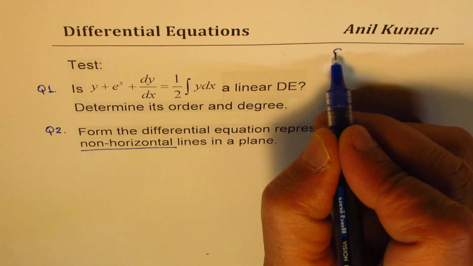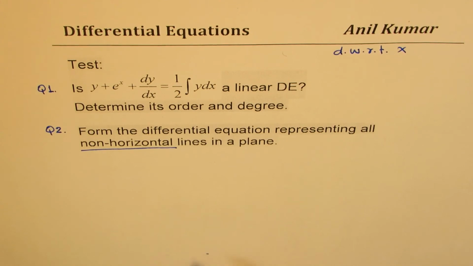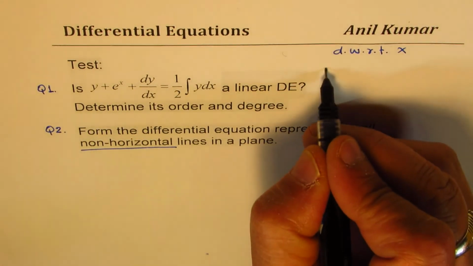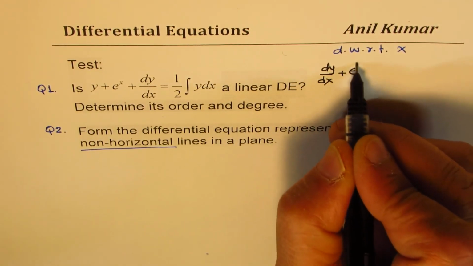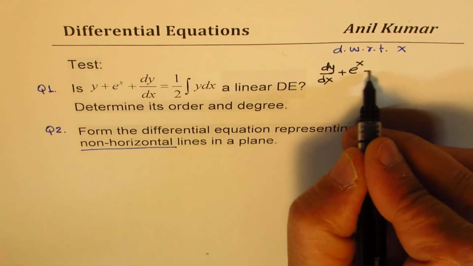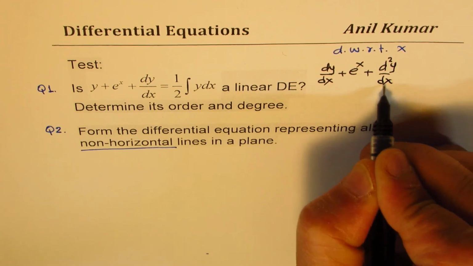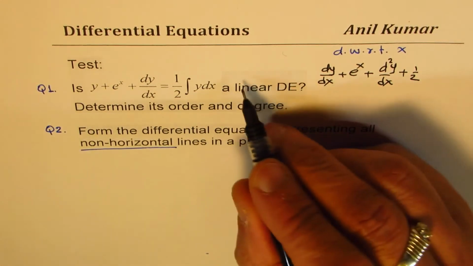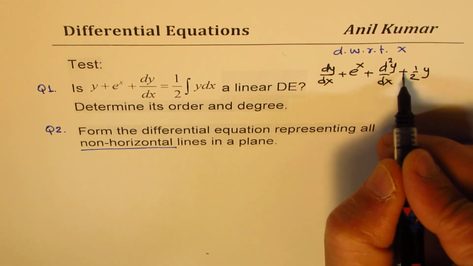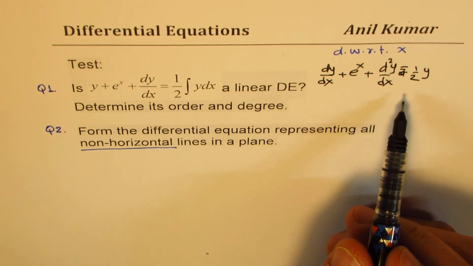What we can do is differentiate with respect to x both sides. So what do we get? We get dy/dx plus derivative of e to the power of x, which is e to the power of x, plus the second derivative of this, plus half times the derivative of integral y dx, which is y. Equals, equals to. So we get our equation here, right?